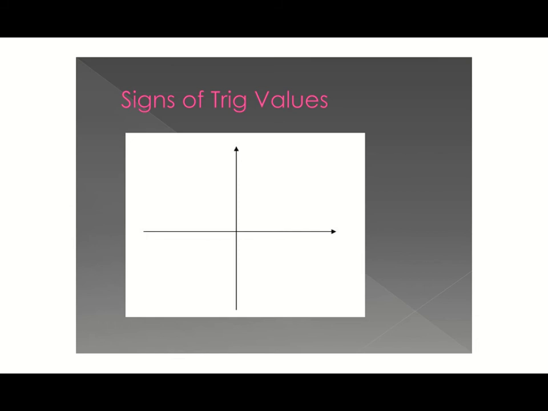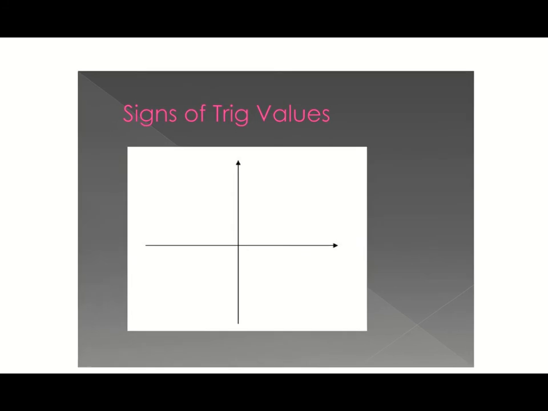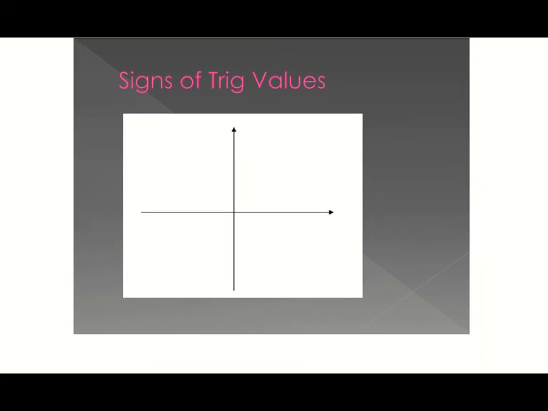So the last bit of information here is you can always draw your triangles and determine what is positive and negative based on where it is in our coordinate plane. But we should know that there are certain trig functions that are positive and negative depending on what quadrant they're in. So here we have quadrant 1, here we have quadrant 2, here we have quadrant 3, and here we have quadrant 4.